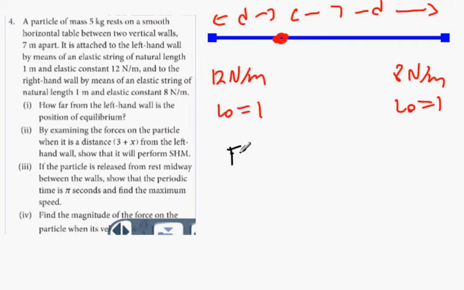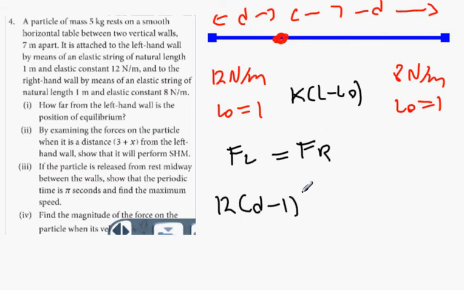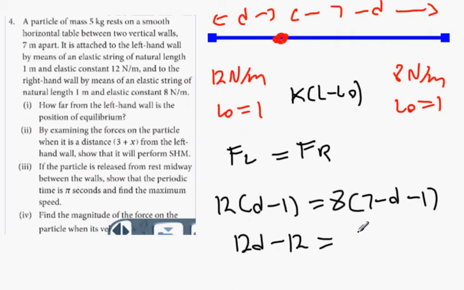So at equilibrium, the force left equals the force right. The left-hand force is going to be K times your current length minus your natural length. So what we're going to get is 12 multiplied by D minus 1, equals 8 times 7 minus D minus 1. Multiply out both sides, and we get 12D minus 12 equals, let me tidy that up, 8 times 6 minus D, so it's going to be 48 minus 8D.